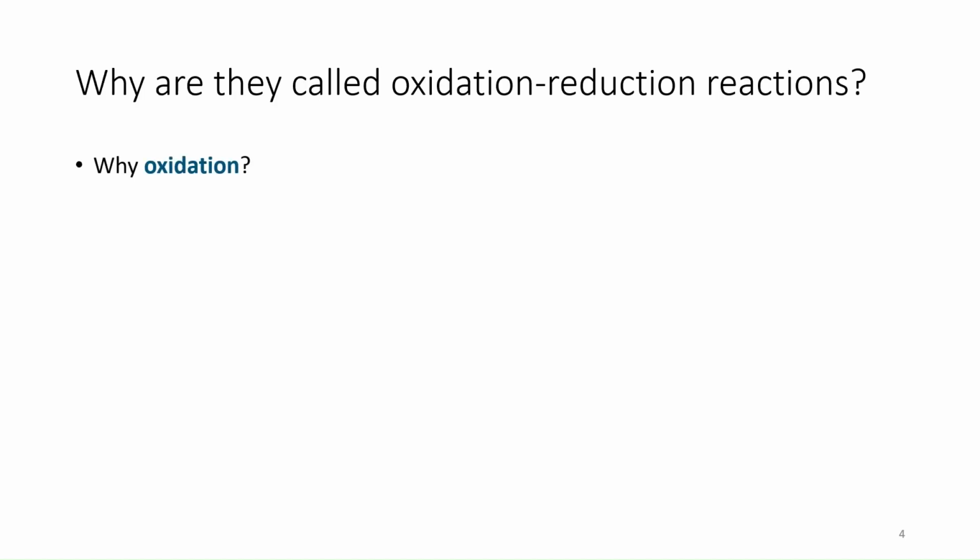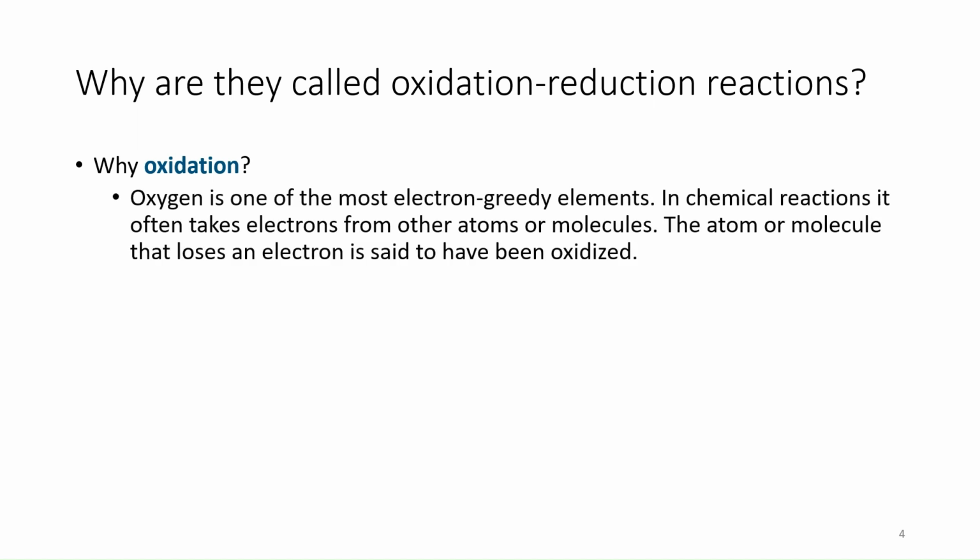And why are they called redox reactions? Well, let's break it down into its constituent parts. It's called oxidation when a molecule or element, which is electron greedy, takes an electron from another atom. So the atom that loses its electron is said to be oxidized.